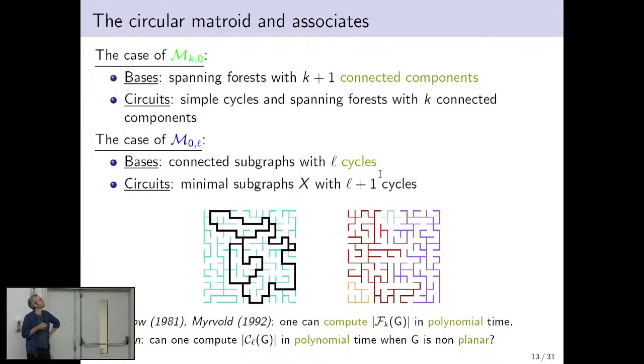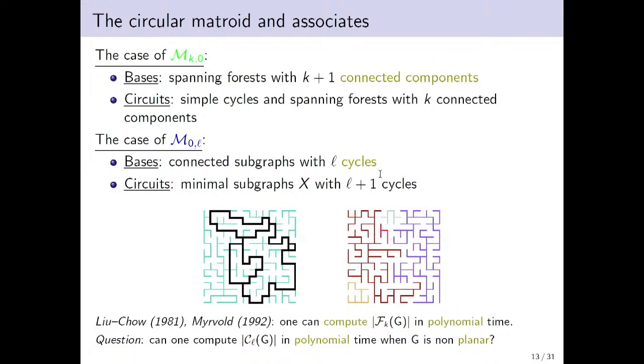Okay, so here is a first family of two examples. I'll explain this notation later, but let me call the first matroid M_K0. It corresponds to this picture. I claim that if I fix an integer k, and I look at the spanning forests which have k plus 1 connected components, these are the bases of a matroid.